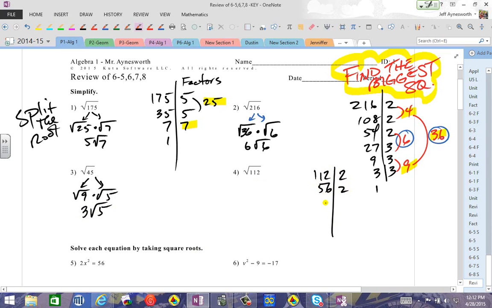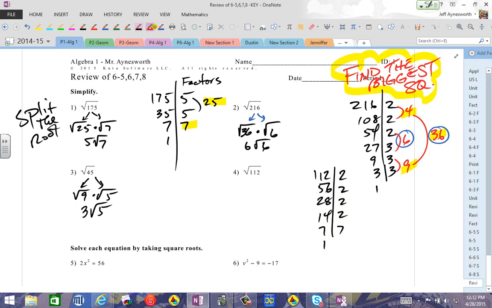Divide by 2. Half of 50 is 25, and half of 6 is 3, so 28. Half of 28 is 14. Half of 14 is 7. Divided by 7 is 1. So where are your factor pairs? Well, I see one here.